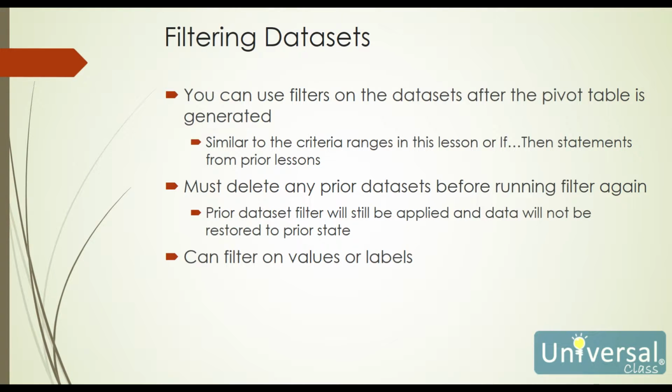We can use the filters on the data sets after the pivot table is generated, and this is going to be similar to the criteria range in this lesson or the if-then statements from prior lessons. We must delete any prior data sets before running the filter again, and the reason for that is prior data sets' filters will still be applied and the data will not be restored to the prior state. So we just simply issue a command. It allows us to delete the data set, and then we recreate it. And then we can filter on the values or the labels in the data set.